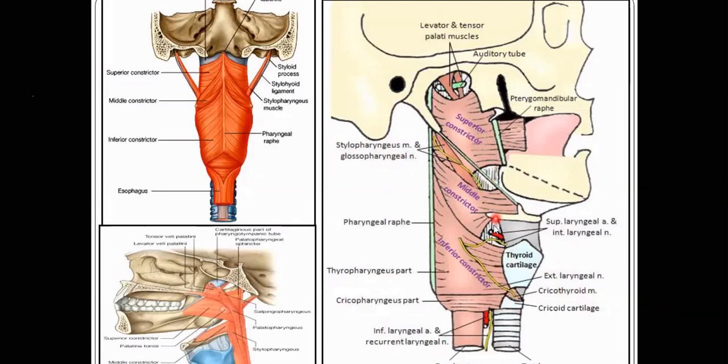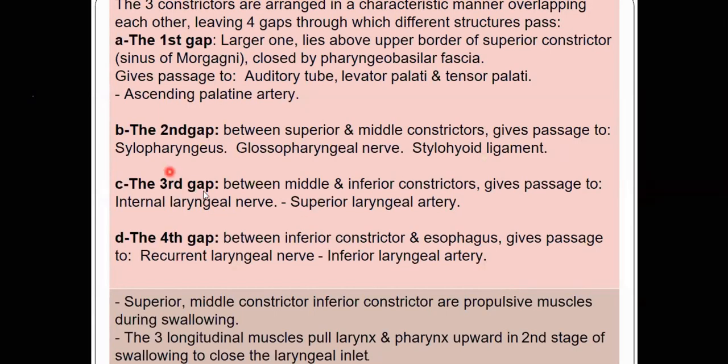Remember these. Third gap is between middle constrictor and inferior constrictor muscle. You can see the superior laryngeal artery and internal laryngeal nerve crossing from here. The fourth one, which is between the thyrotracheal membrane crossing, this is also a nerve going inside this cricothyroid membrane. The third gap between middle and inferior gives passage to the superior laryngeal artery and internal laryngeal nerve. Mostly this is asked in the exam.